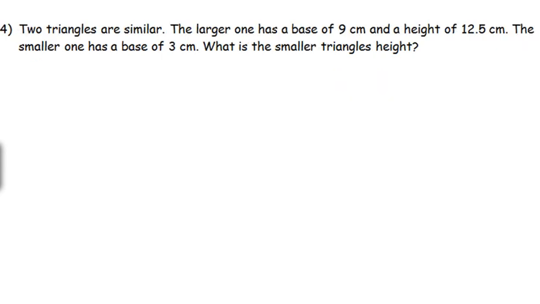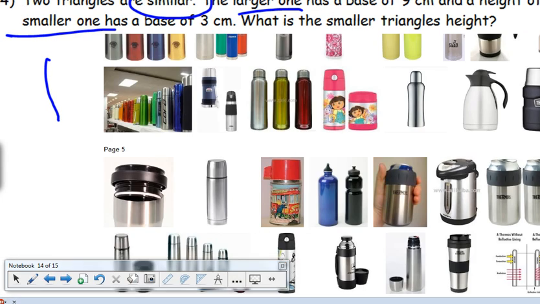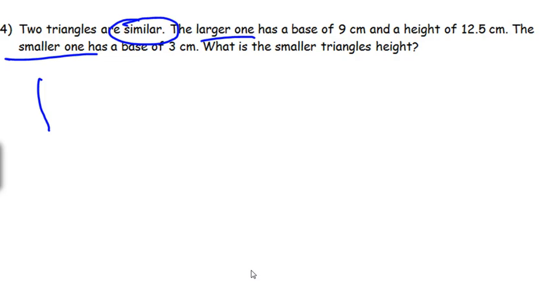Alright, number 4. Two triangles are similar. There's that word again, similar. Hopefully we're starting to get the pattern of that. We have a larger one. We have a smaller one. So let's draw ourselves two triangles. Whoops. No. Uh-oh. Okay, we're back. That was scary.